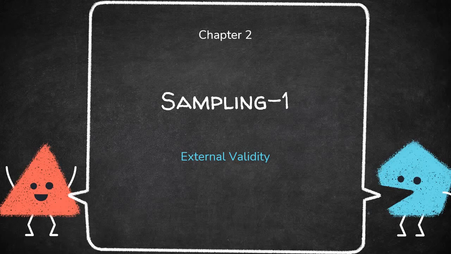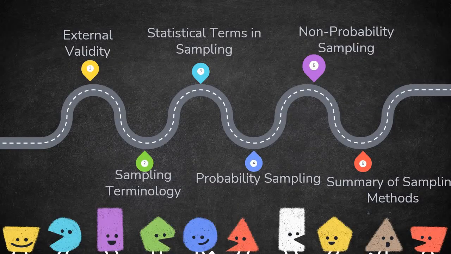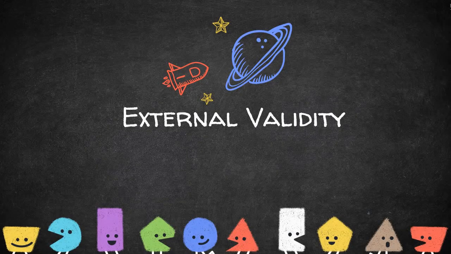Today we will begin with chapter 2, and in this chapter we'll cover sampling. This is the plan for the entire chapter. So for this video and the upcoming ones, we'll cover external validity, sampling terminology, statistical terms in sampling, probability sampling, non-probability sampling, and summary of sampling methods. So this is our plan.